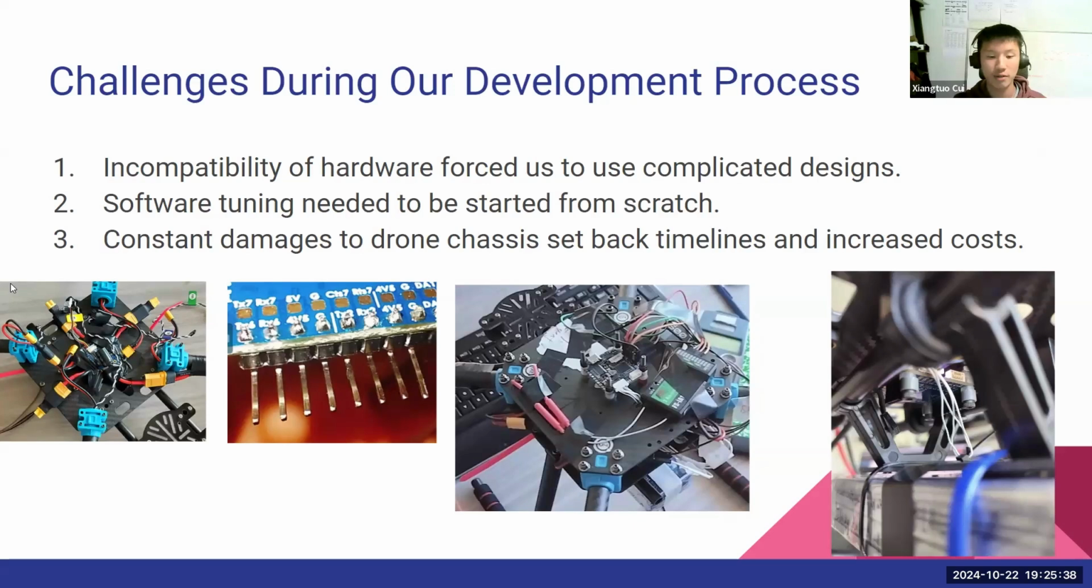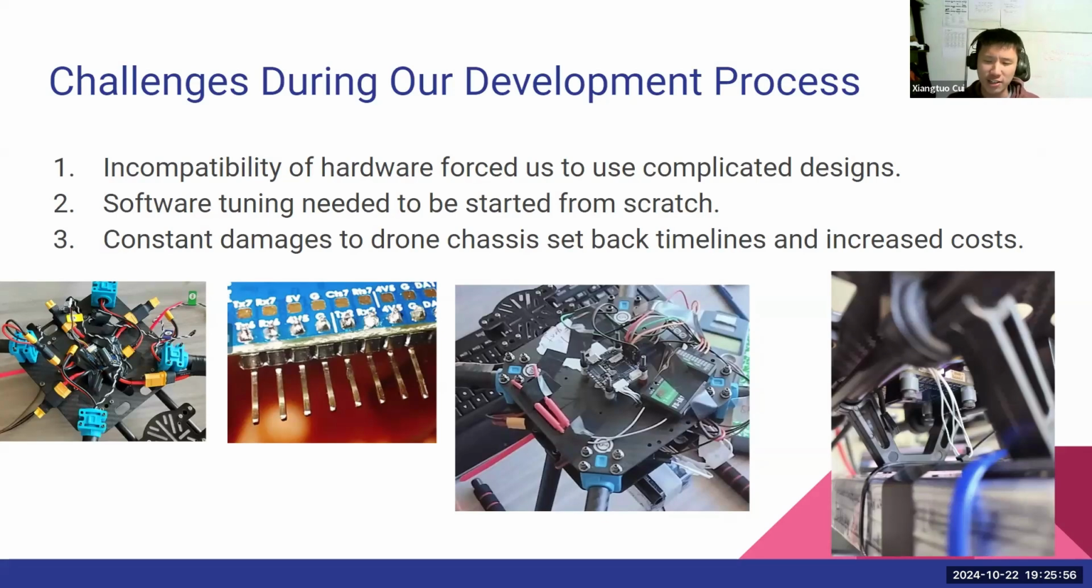I wanted to touch a bit on the challenges during our development process. As the first ASDRP group to achieve a stable and balanced UAV flight, we faced numerous obstacles, even with tasks that we thought seemed really straightforward.